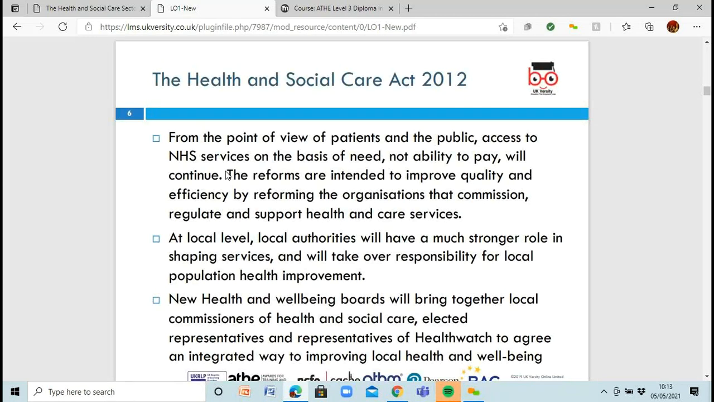Now, on the following section, over the following 3-4 slides, we're just going to look at some of the responsibilities that are covered by the Health and Social Care Act of 2012. So, from the point of view of the patients and the public, you need to make sure that you've got access to NHS services on the basis of need.